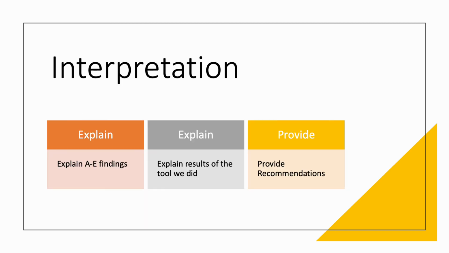And for interpretation, please explain whatever you found in the APIE assessment to the patient, and explain the results of the tool you did. For example, if you did a PHQ-9 or MUST tool and got an abnormal finding, you need to explain that to the patient as well, and you need to provide recommendations. That's very, very important: what you expect the patient to do after the finding. That's one of the important things in the marking criteria. If you don't do it, it will be a red flag.